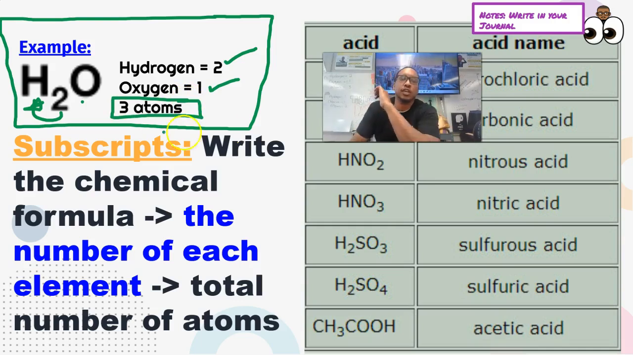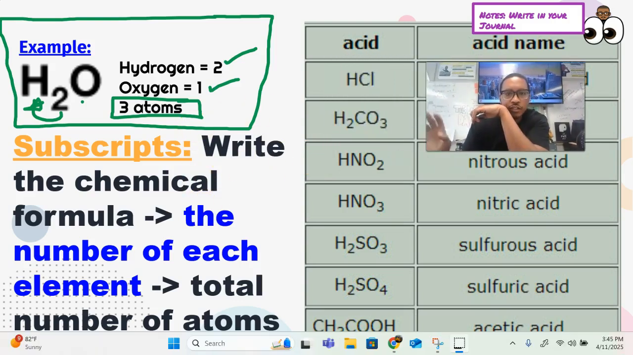Now, what you're going to end up doing is writing the chemical formula down for all of these acids. Then the number of each element, just like we did here with hydrogen. So you're going to identify each element and then tell me how many there are of each one. Then what is the total number of atoms in each one of these acids? That's what we're going to finish off.